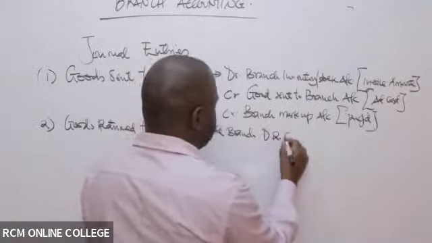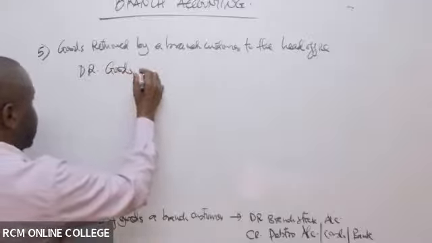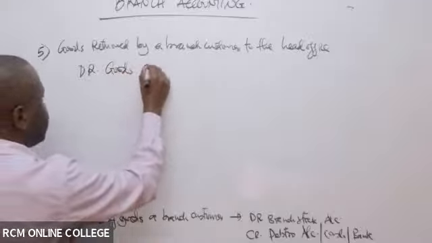If this is the case, then you debit the goods sent to the branch account. You debit the goods sent to branch account. This one will likely be at cost. Then you debit.